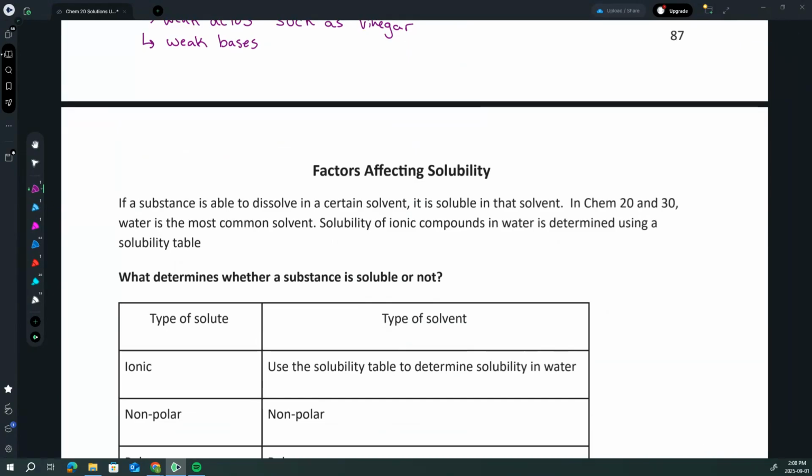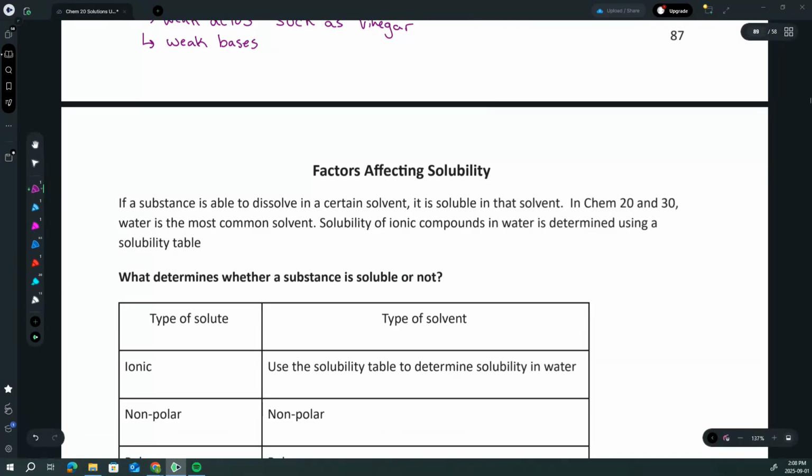So with factors affecting solubility, if a substance is able to dissolve in a certain solvent, it is said to be soluble in that solvent. In Chem 20 and 30, water is going to be the most common solvent that we talk about. And the solubility of ionic compounds is going to be determined using a solubility table.